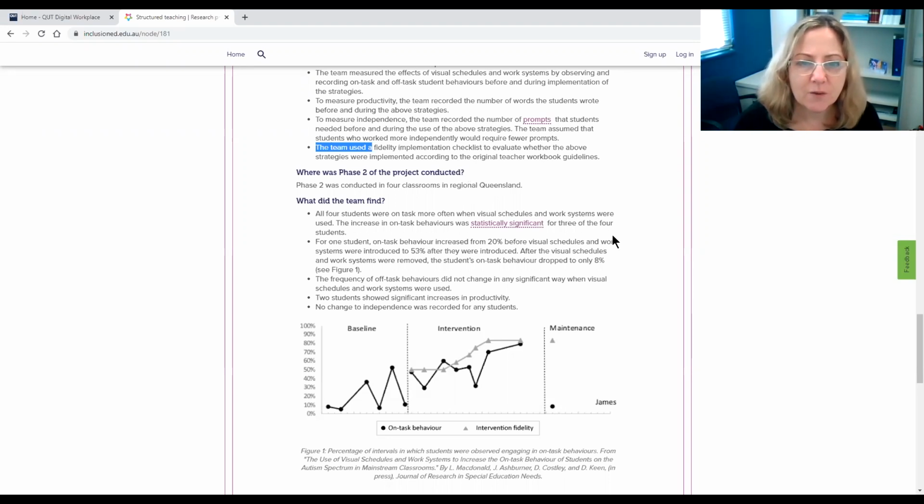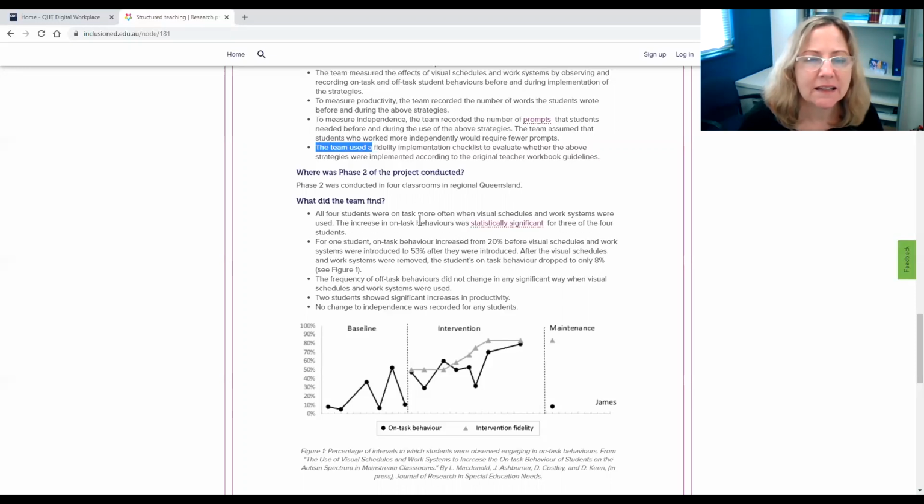And so they then went ahead to continue with an iterative design of the teacher resources that would actually support teachers to use the visual schedules and work systems with fidelity. So for those teachers who are coming to this and thinking, oh, I use visual schedules and they're all right, but they're not a panacea, that's a fair enough comment. But what's important to realise and to understand is whether or not you're using them with fidelity.